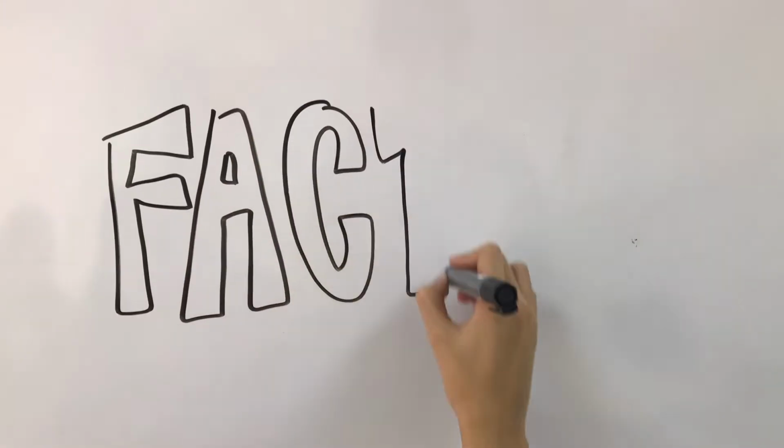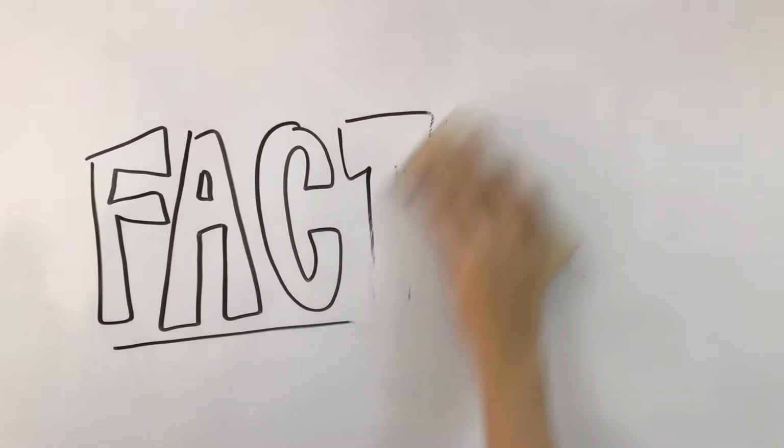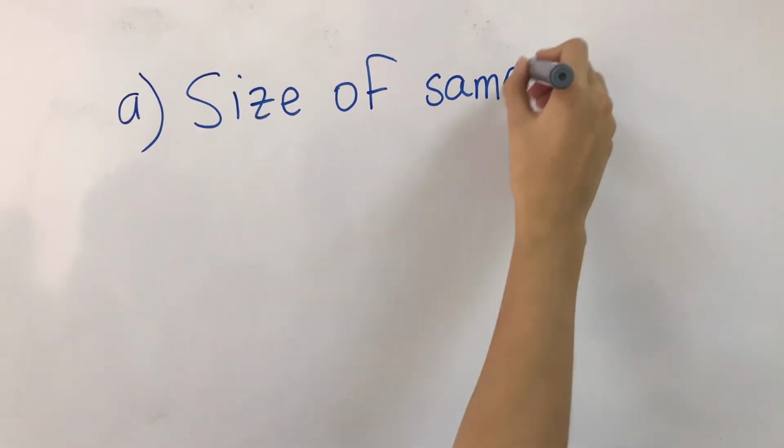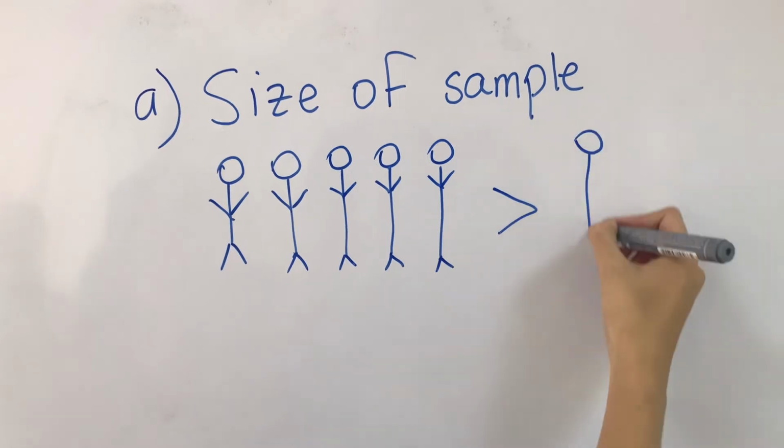What are the factors that may affect statistical significance? First is the size of a sample. A larger sample is more suitable to represent a normal population and achieve more statistical power.